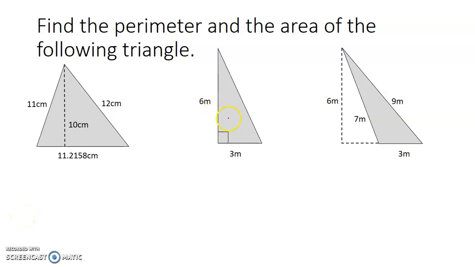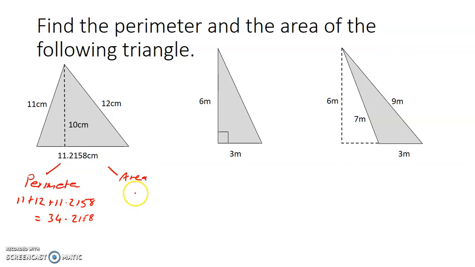So here we're finding the perimeter and the area of 3 different triangles. If you're doing this, it's always good to make sure you label what you're looking for. So write out the word perimeter. And we know the perimeter is the distance around the outside, so we've got 11 plus 12 plus 11.2158, which then gives the answer of 34.2158.